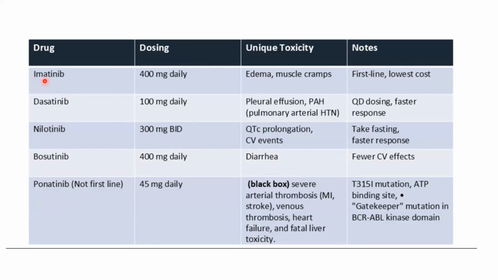So, imatinib, I'm number one. I'm always number one. Stupid, but whatever works. So this one is the first line. Why? Because it has the most tolerable side effects: edema, muscle cramps. It's first line, doesn't cost much. Perfect. This is the one that we usually use.